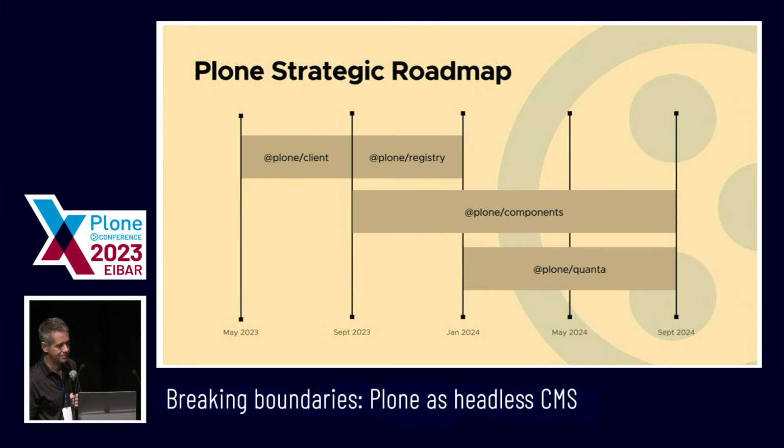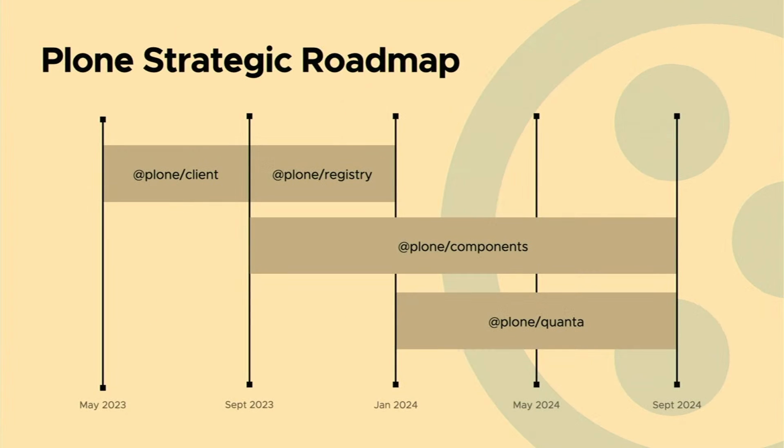What's the strategic roadmap for that? The strategic roadmap is that, as I said, Plone client is in alpha stages. You can try it out today. There's documentation. It's not perfect. I mean, contributions are welcome. Probably I'll be working on documentation for Volto and for the client during the sprint. So if you want to join me, you're welcome on that. Plone components, early stages, same as Plone Quanta. Probably it will happen through next year. We will continue working and talking about them during next year.